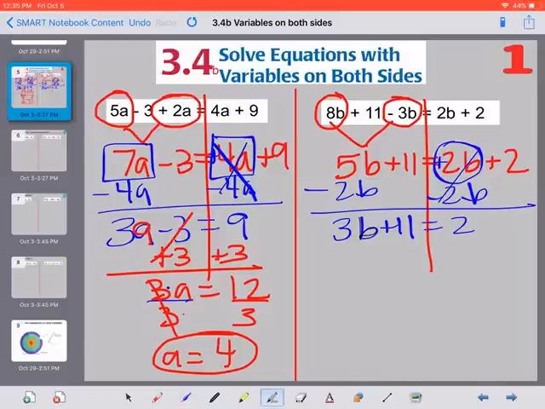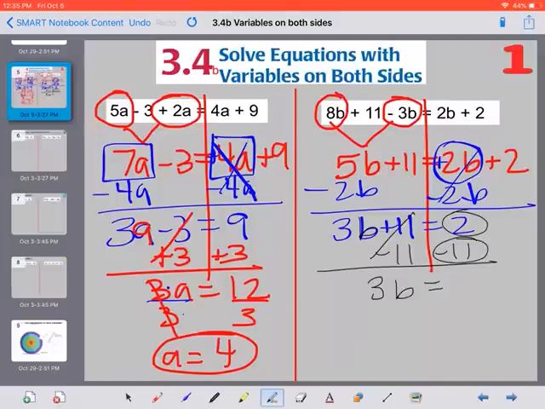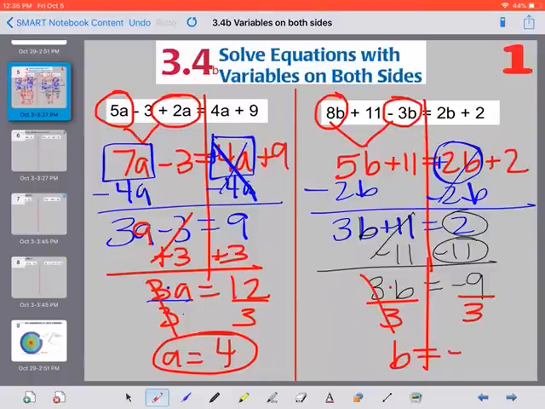And now getting b all by itself, get rid of adding and subtracting on the same side as the letter, so I'm going to subtract 11. 11 minus 11 eliminates. And 2 minus 11, there are more negatives than there are positives, so I know it's going to be a negative. 11 minus 2 is 9. And then last, the opposite of multiplying, because those are touching, is divide. So I'm going to divide by 3. And we get b equal to a negative 9 divided by 3, which is negative 3.